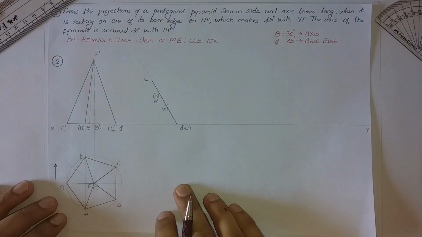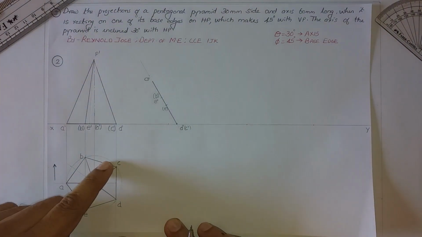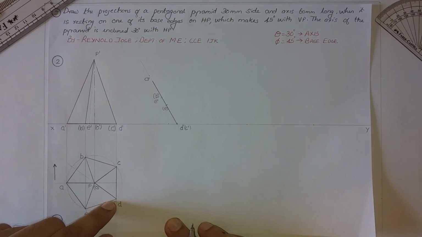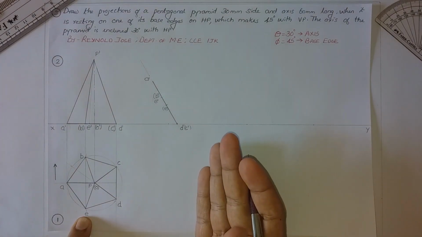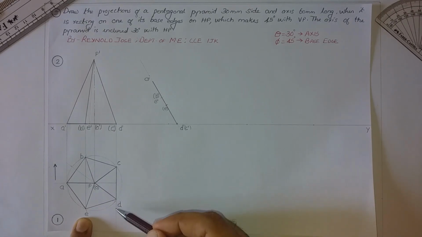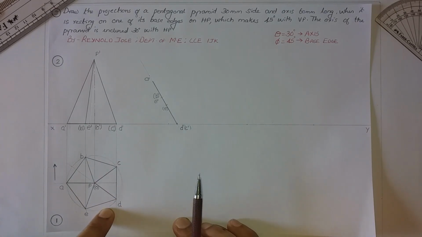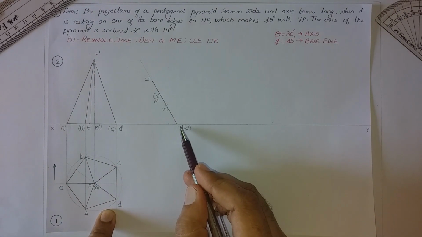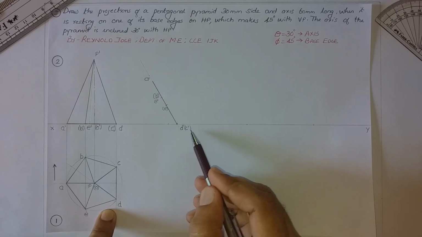Okay, so in the first set of diagrams, I have made the base edge on the right hand side of this base shape. This is because when you are tilting the solid to the right hand side, it must be resting on a base edge, and that base edge is CD. So that is why I have drawn the base edge on the right hand side. So here presently the diagram is resting on one of its base edges, which is D dash C dash.